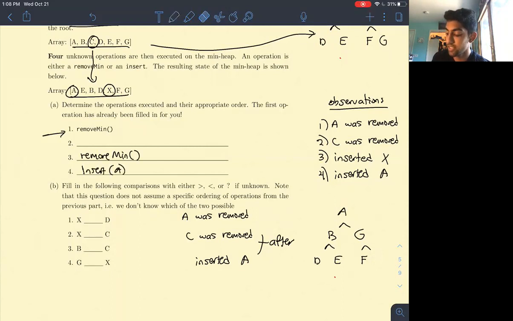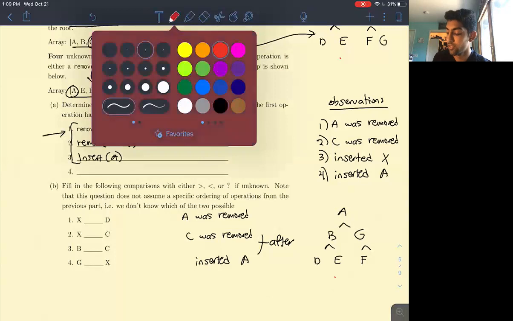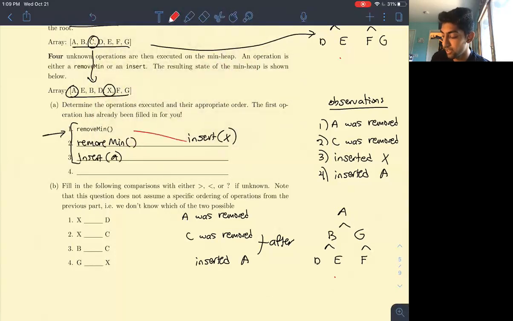Okay? The last thing that we need to do, we know that these 3 relative to each other are in this ordering. So all we need to do is figure out where the insert X should go, right? So there are 3 places the insert X can go. It can go in between these two, or after, right? That's the only thing we need to figure out.